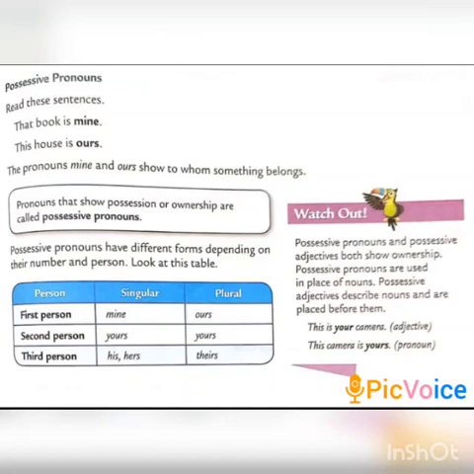Now, note that possessive pronouns and possessive adjectives both show ownership. Possessive pronouns are used in place of nouns, whereas possessive adjectives describe nouns and are placed before them. For example, this is your camera, this is an adjective; this camera is yours, this is a pronoun. So, I hope children the chapter is clear to you. Now, we will do the exercises and it will be more clear.